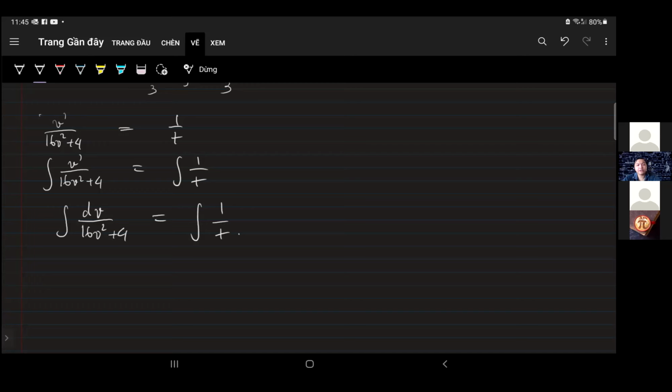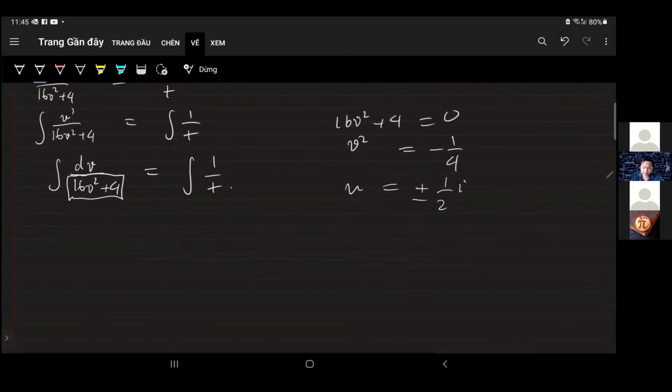No, it's not partial fractions, because we are not able to factorize it. The solution of 16v squared plus 4 equal to 0: if you want to solve it, v squared equals -1/4, and v equals plus or minus i/2. So if you do partial fractions, you get the log of some complex number, and you have not studied that yet.